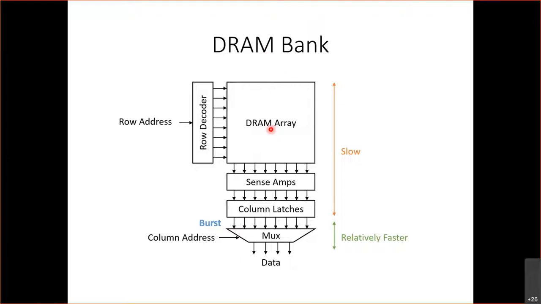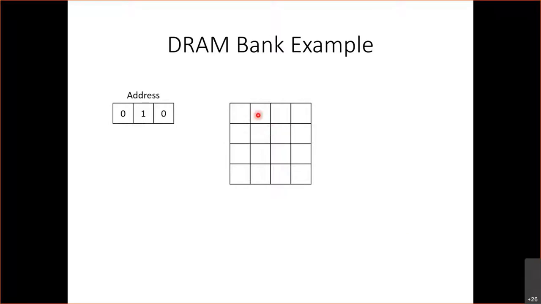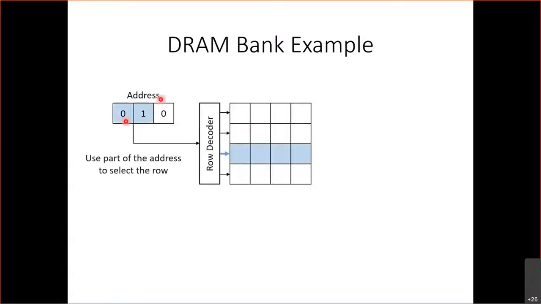Okay, so let's do an example just to make this clear. So if I have this address over here, I want to read the value at address 010. And I have this DRAM array that is 4 by 4. What happens in this case is I'm going to divide my address into a row address and a column address. So let's say I use 01 as my row address. 01 goes through the decoder. Each one of these four inputs corresponds to one row address. So 00, 01, 10, 11. Oops, maybe this should have been 10. Oh well. Or maybe we're going from down.